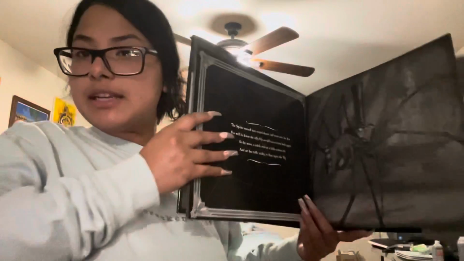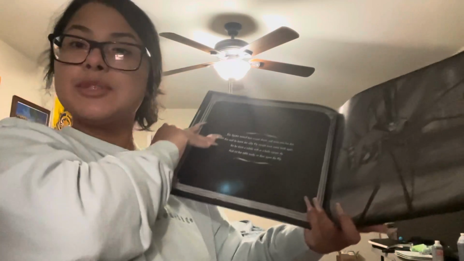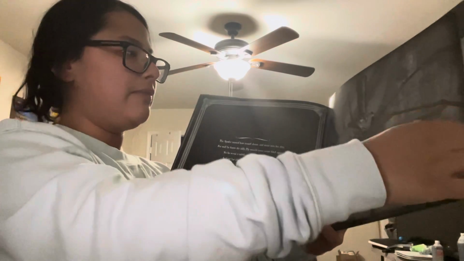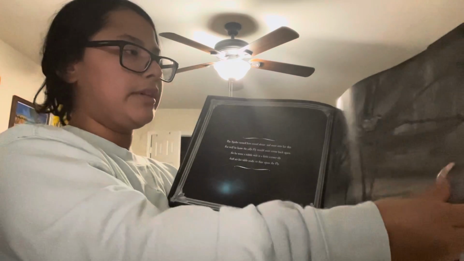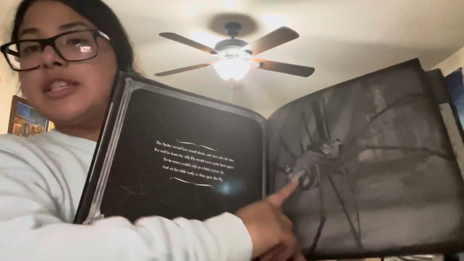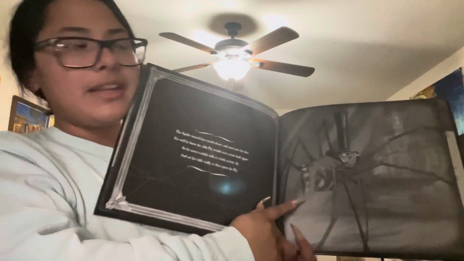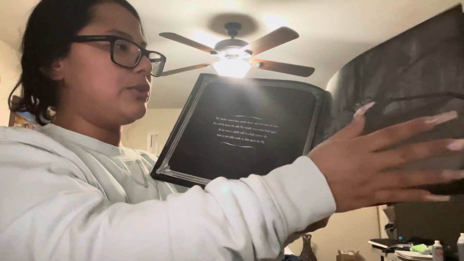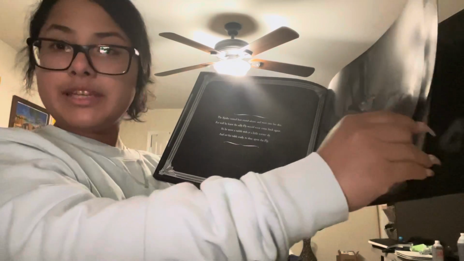Okay, so we now see that the spider was not trying to be friends with the fly. Instead, he was trying to eat her, because that's what spiders do. They eat flies and they eat all kinds of bugs. So what do you think? Do you think the spider is a good spider? No, right? He's tricking her into flying into his den.